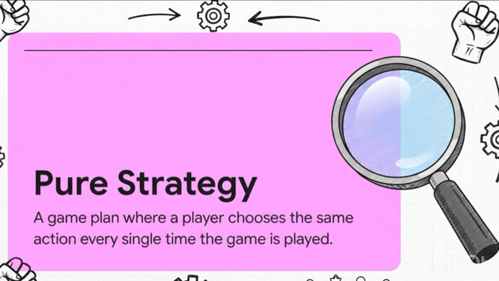Next is a pure strategy, which is a very straightforward game plan. It means a player decides on one specific action and just sticks with it every single time. Think of someone playing rock, paper, scissors who, for some reason, always chooses rock. It's a consistent and totally predictable plan.